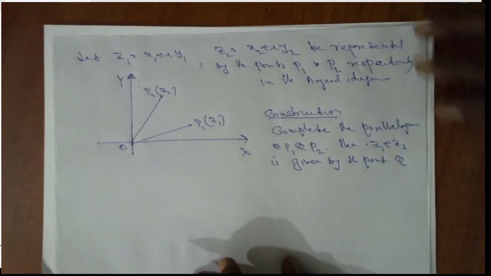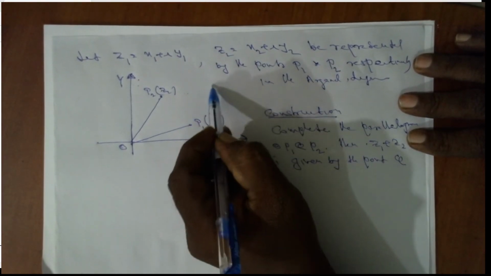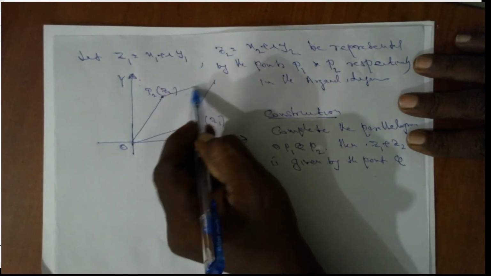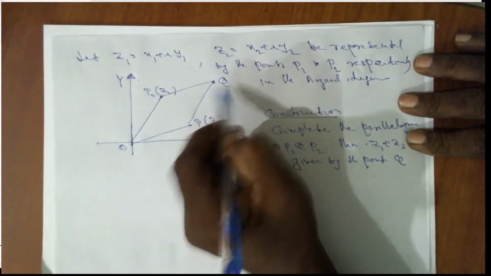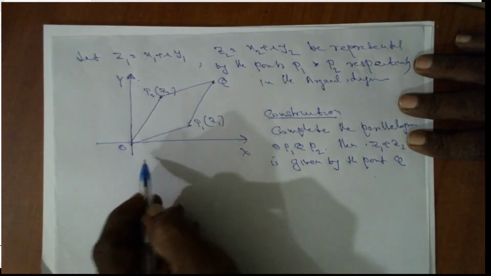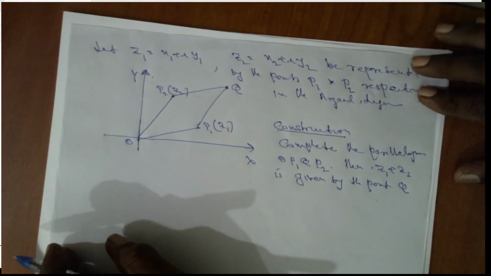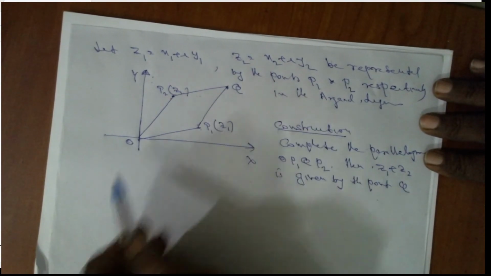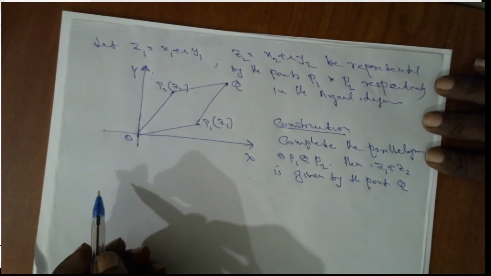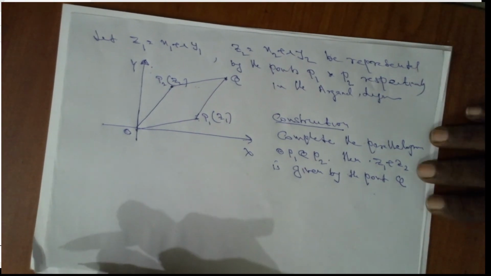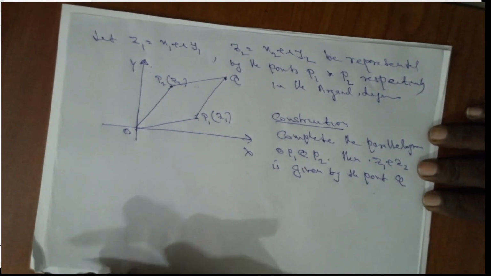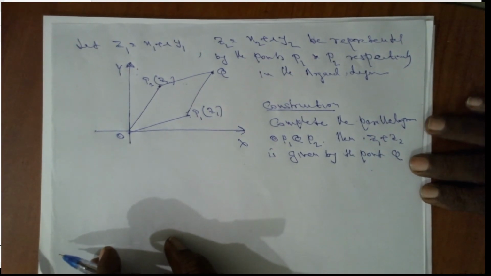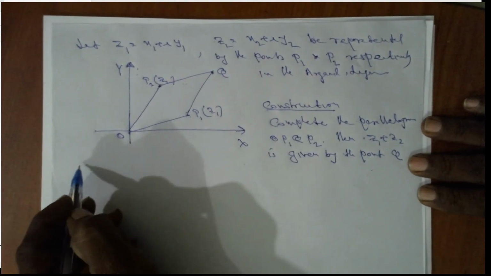Point Q. Then how do you construct the parallelogram? So you can construct this parallelogram in a unique way. So this is the point Q, right? Like this. You have to construct the parallelogram OP1QP2. Then C1 plus C2 is represented by the point Q. Okay. Then proof.